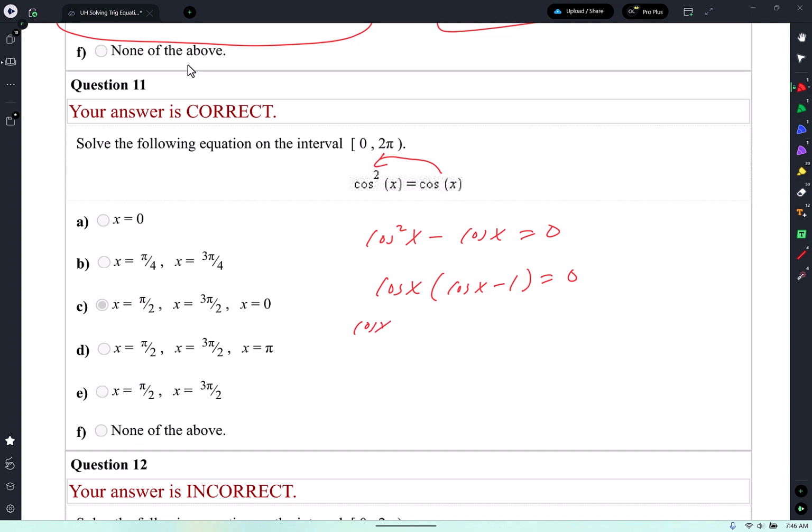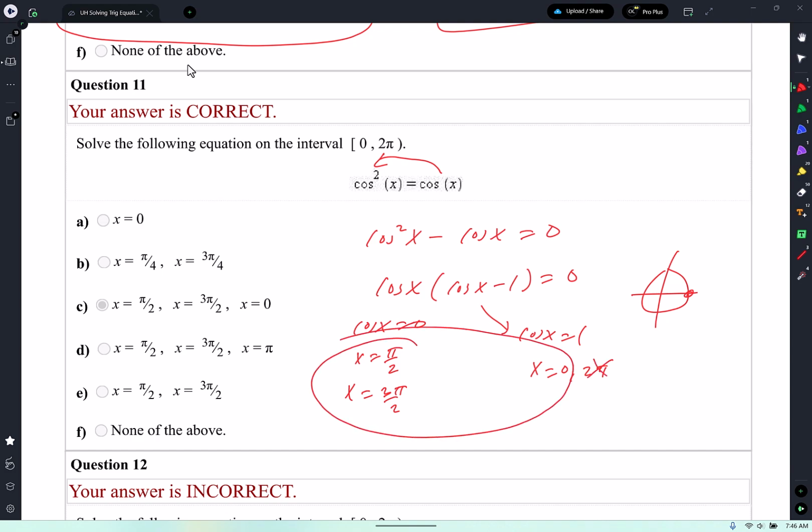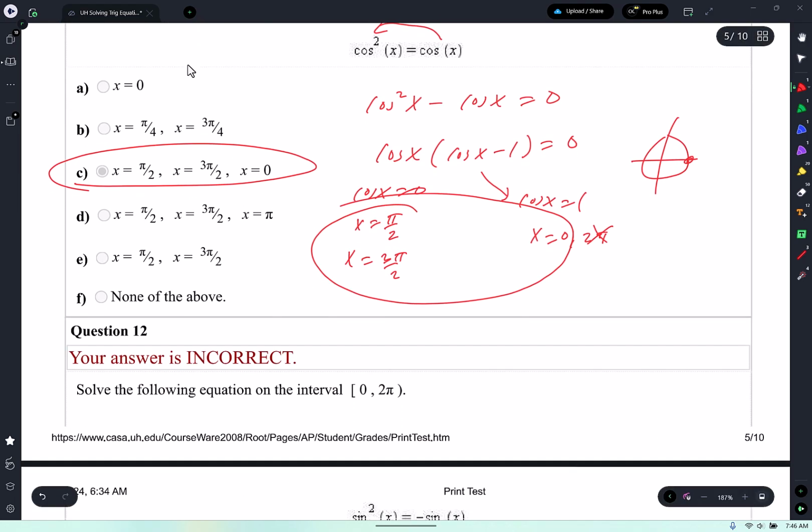Well, if cosine x is 0, that happens at pi over 2 and at 3 pi over 2. And where else does it happen? Well, if cosine x equals 1, right? Because if you have a 1 there, 1 minus 1 is 0. So that happens when x is 0 or 2 pi. So I'm talking about right here. 2 pi cannot be included. So there it is: pi over 2, 3 pi over 2, and 0. All right, let's keep going.